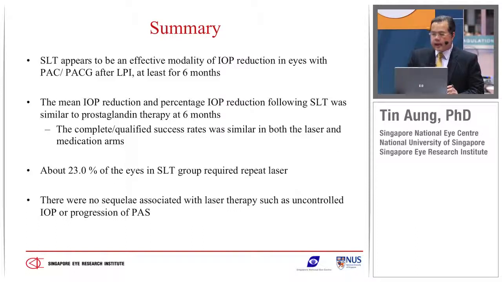So I believe that SLT is an attractive option for you if your patients have angle closure after LPI in which the angle has opened up.